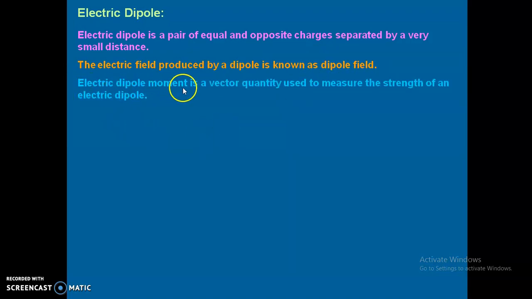Electric dipole moment. I was talking about this only when I started the electric dipole. It is a physical quantity, and electric dipole moment is a vector quantity used to measure the strength of an electric dipole. The larger the value of the electric dipole moment, the greater the strength of the electric dipole. Okay, so let's have it.